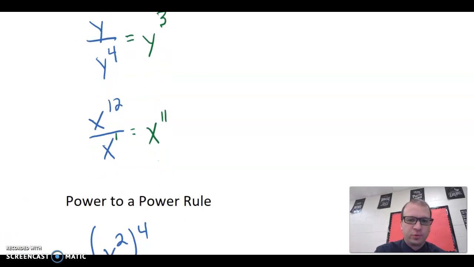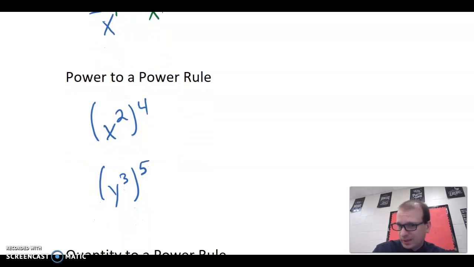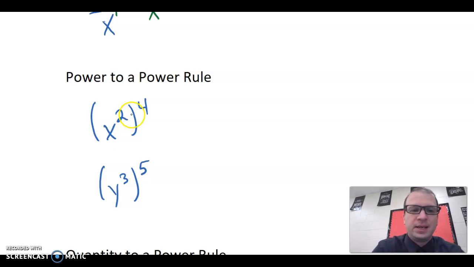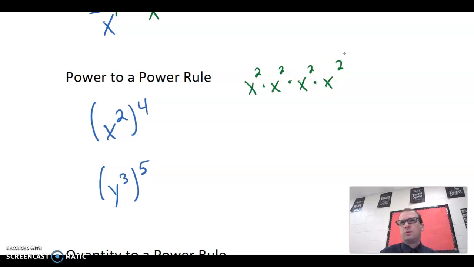All right, so we've got two more rules, and I think these two are very much related to each other. So if you know the one, you probably know the other one. The first one is the power to a power rule. So we're taking something in parentheses and we're raising it to a power. So let's go through how we really do this and then the quicker way. X squared taken to the fourth power. This would really mean x squared times x squared times x squared times x squared. That's what taking something to the fourth power means.